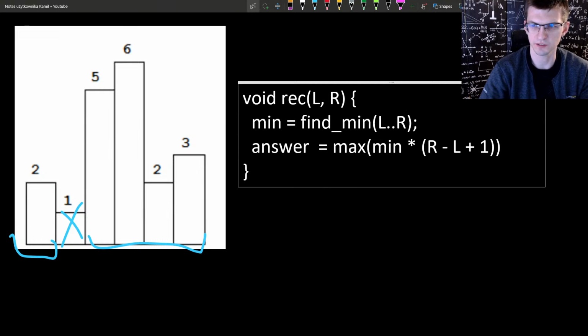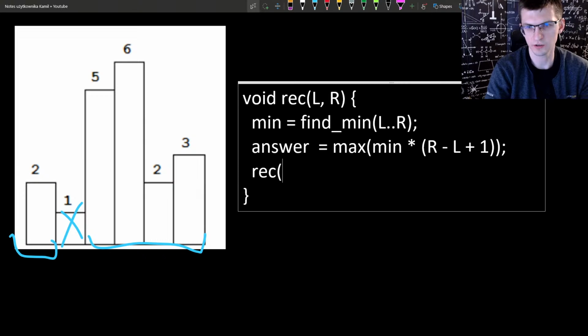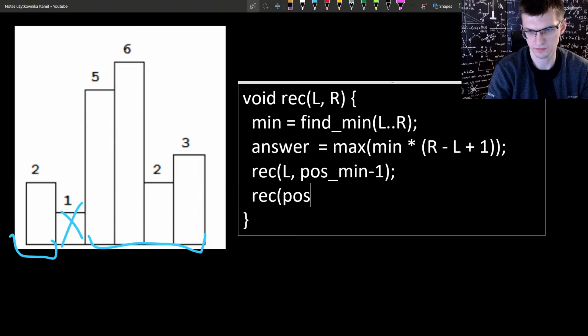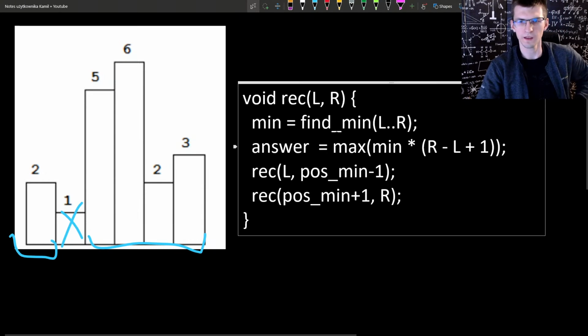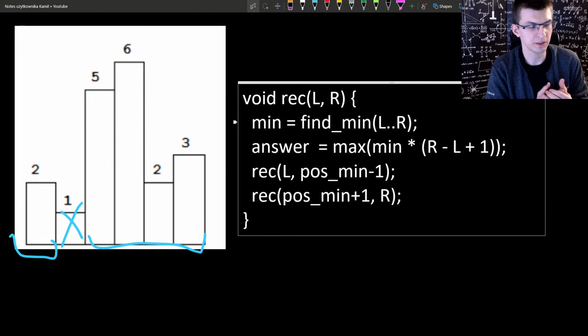Maybe it is possible in some way. Answer is this, and then go recursively to from L to minimum minus 1. Actually, here we mean position of minimum. And right part. And of course, we need to break from interval, like return from a function if it's empty already, or the interval length is 1.